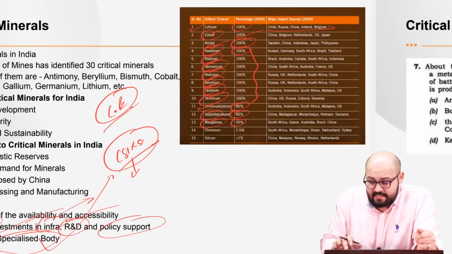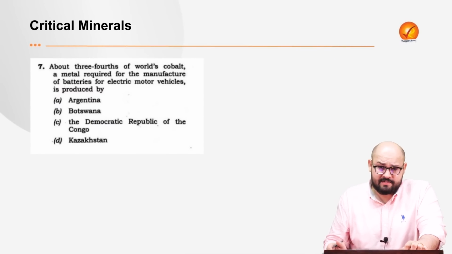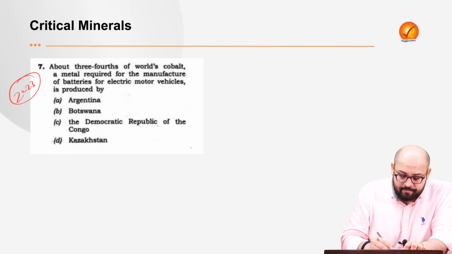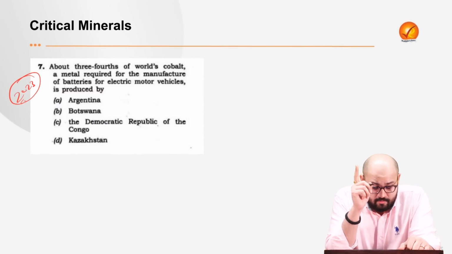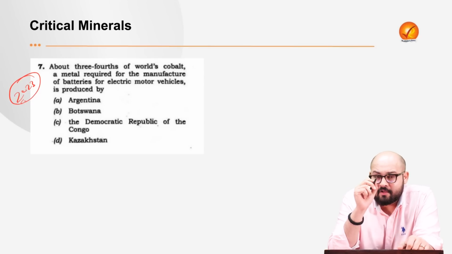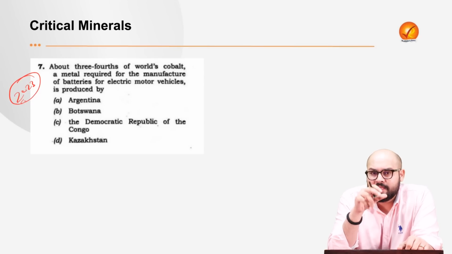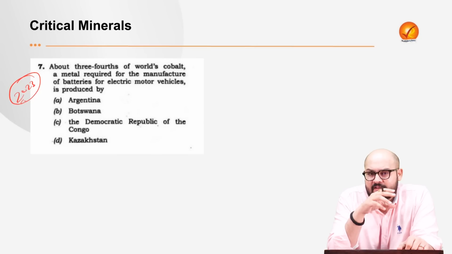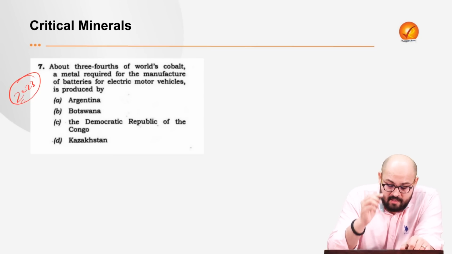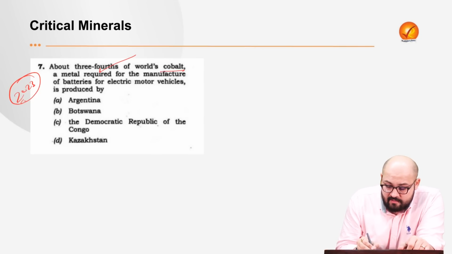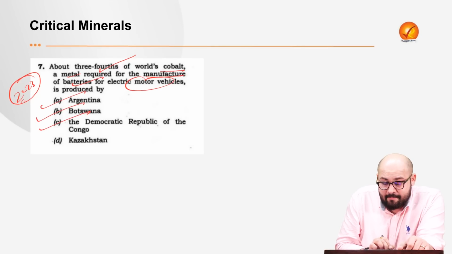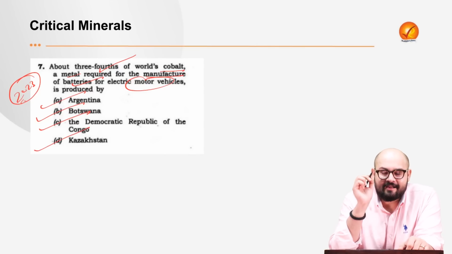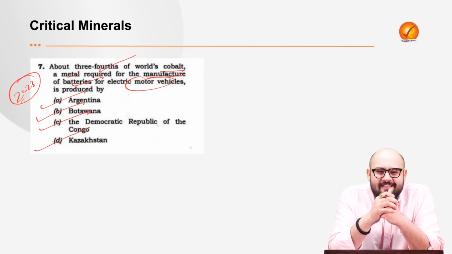Now, before we go to the next topic, this is a question from 2023. Right. So I want you guys to answer this question. The question says about 3/4. Now that is the reason I stressed upon the amount of these different critical minerals in different countries around the world. About 3/4 of the world's cobalt, a metal required for the manufacture of batteries for electric motor vehicles, is produced by A. Argentina, B. Botswana, C. the Democratic Republic of Congo, and D. Kazakhstan. Let me see who answers first in the comment section.